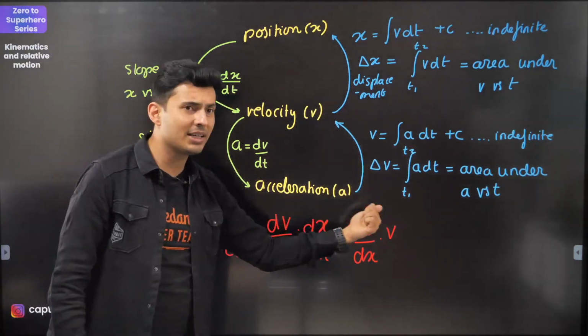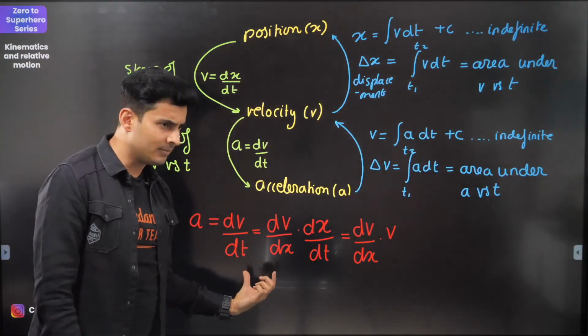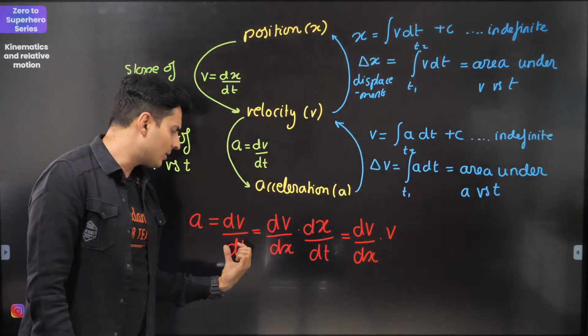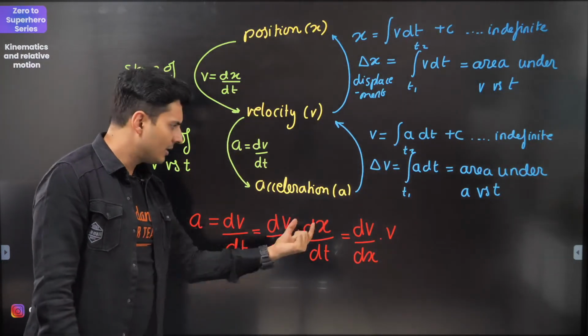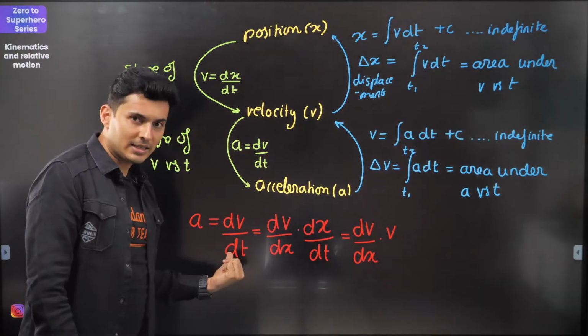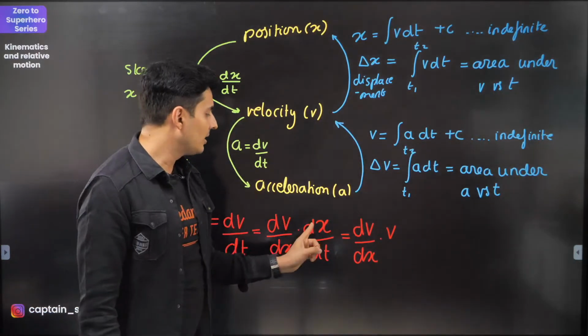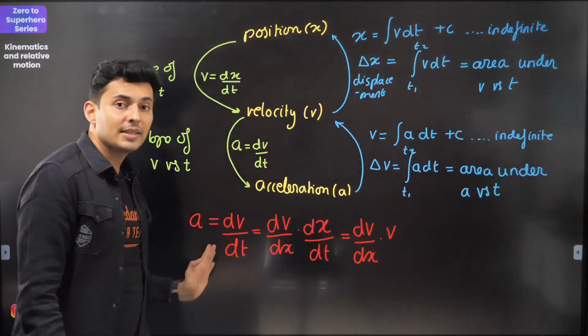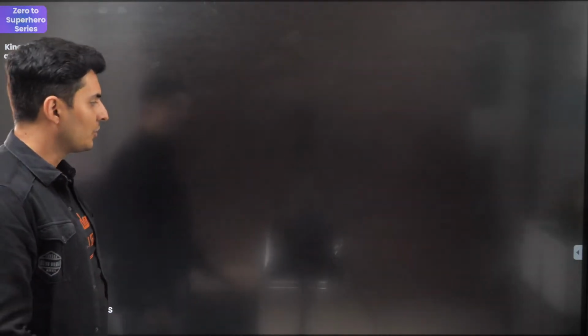This is also a very important chain rule transformation. Acceleration is the derivative of velocity with time. So you can multiply and divide by dx. Now it cancels, so it gets back to the same thing. But dx by dt, that's velocity. So you can replace dx by dt as v. This is sometimes useful in certain questions. Something which you should know.